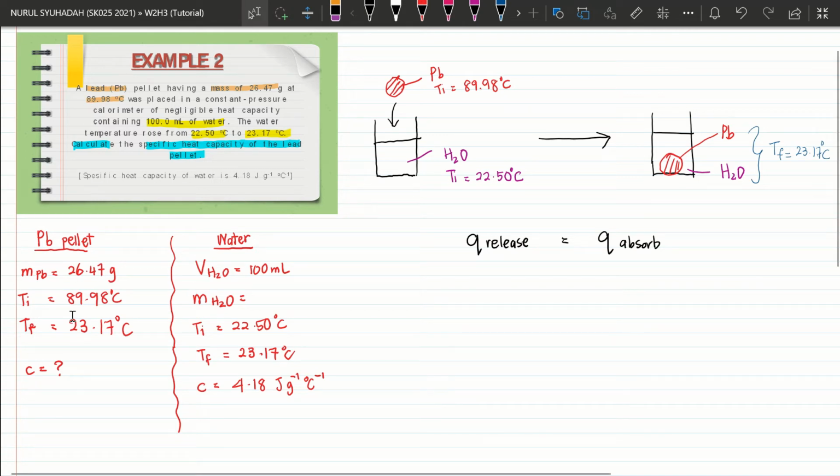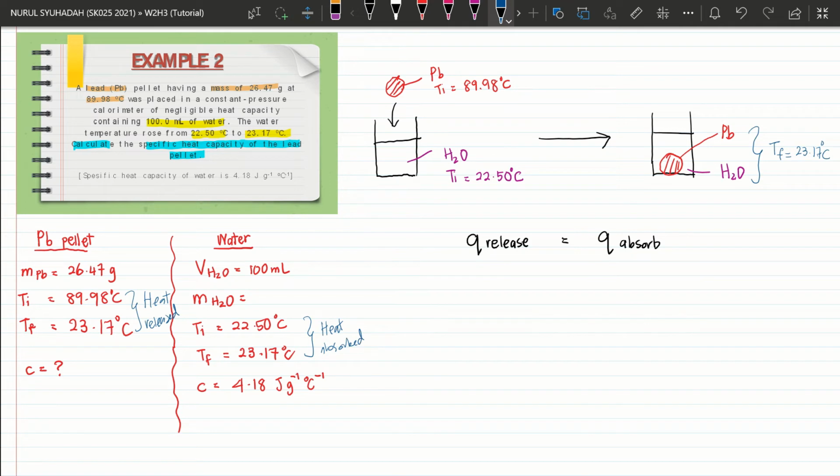Back to the information. We need to analyze which one will release heat and which one will absorb heat. Look at the initial and final temperature for PB. The final temperature here is lower than the initial temperature. So what does this mean? This means that heat is released, because the final temperature of PB is lower. And water is the one that absorbs heat. So here, heat absorbed.